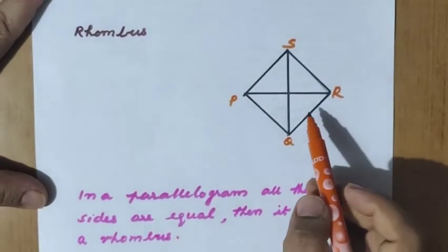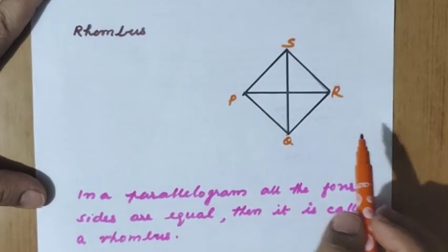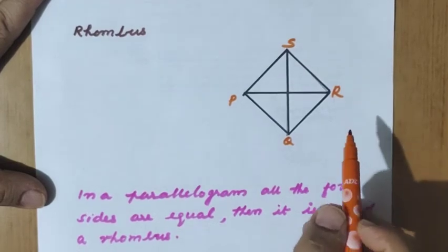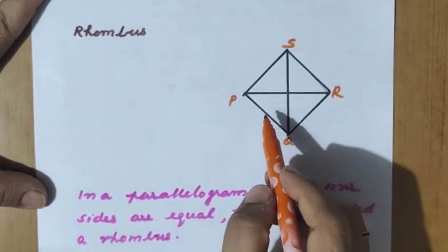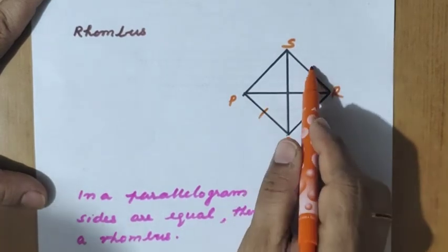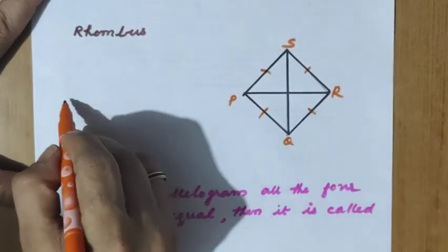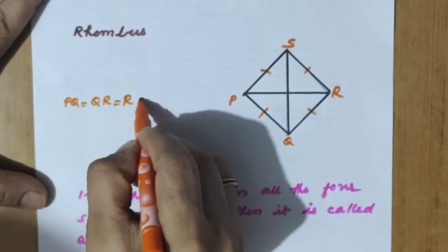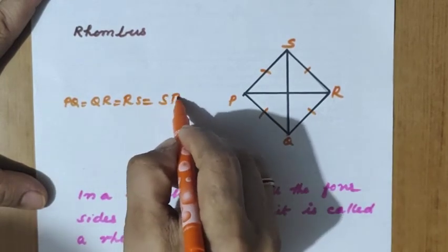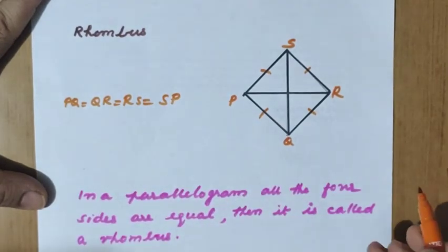Rhombus. Rhombus means, first of all, it is a parallelogram. Parallelogram means already four sides are there and opposite sides are equal and parallel. Then it is called a rhombus when all four sides are equal. That means PQ equal to QR equal to RS equal to SP. All four sides are equal in a parallelogram.